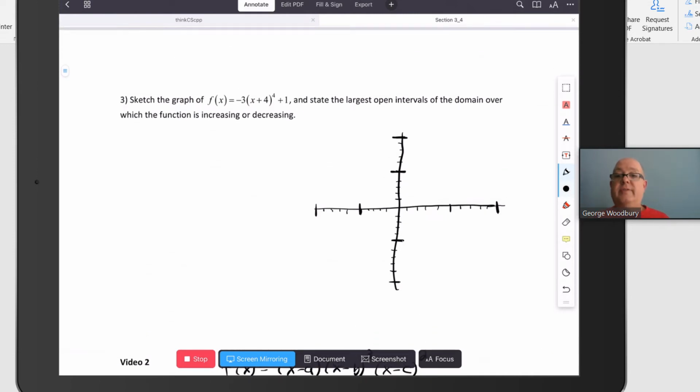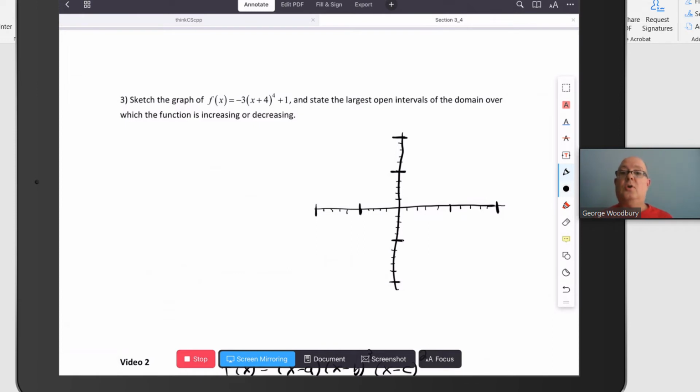Sketch the graph of f of x equals -3 times (x plus 4) all raised to the 4th power, plus 1. And so this time we want to start with the idea of what the x to the 4th power graph looks like. But then we're going to shift it both horizontally and vertically. We're going to reflect it over the horizontal axis, and we're going to stretch it by a factor of 3 as well. So there's a lot going on here.